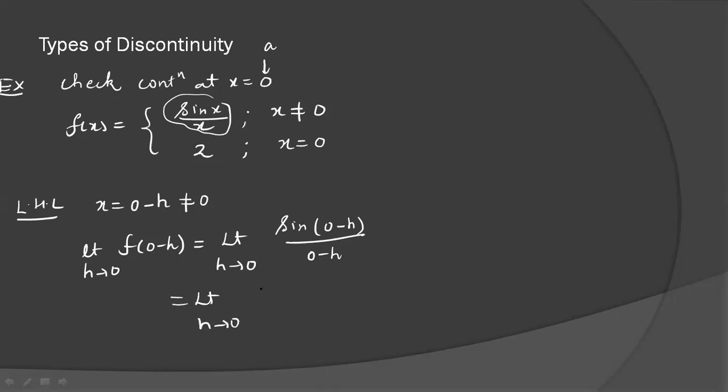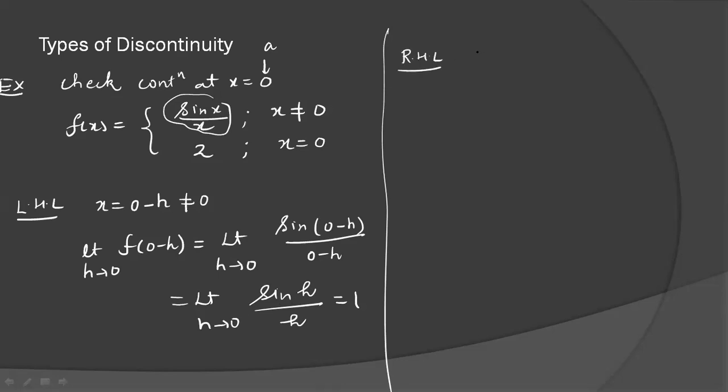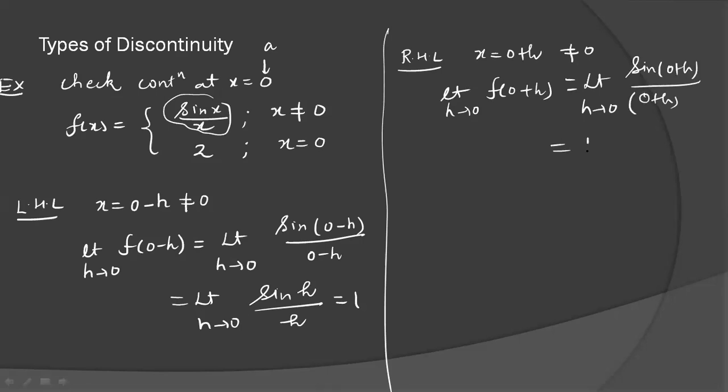So it is limit h tending to 0, sine of minus h over minus h, and sine of minus theta is minus sine theta. The minus sign will cancel out. This value is 1, I have already told you. And if you find the right hand limit, x equal to 0 plus h, then it will be limit h tending to 0, f of 0 plus h, and it is again not equal to 0. So it is limit h tending to 0, sine of 0 plus h over 0 plus h, and it is again 1. So left hand limit equal to right hand limit, both are equal and finite, and it is equal to 1. So limit x tending to 0, f of x exists.